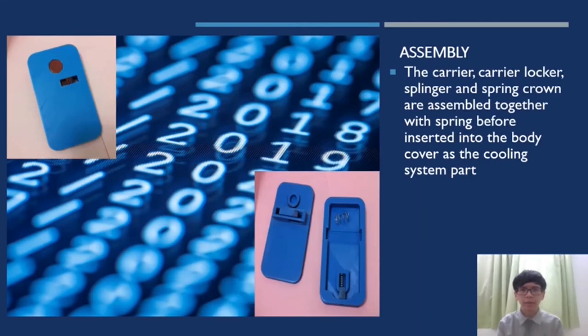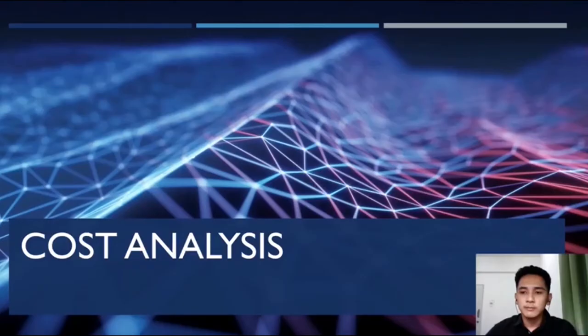Next, the carrier locker, sprinkler, and spring crown are assembled together with the spring before being inserted into the body cover as the cooling system part.